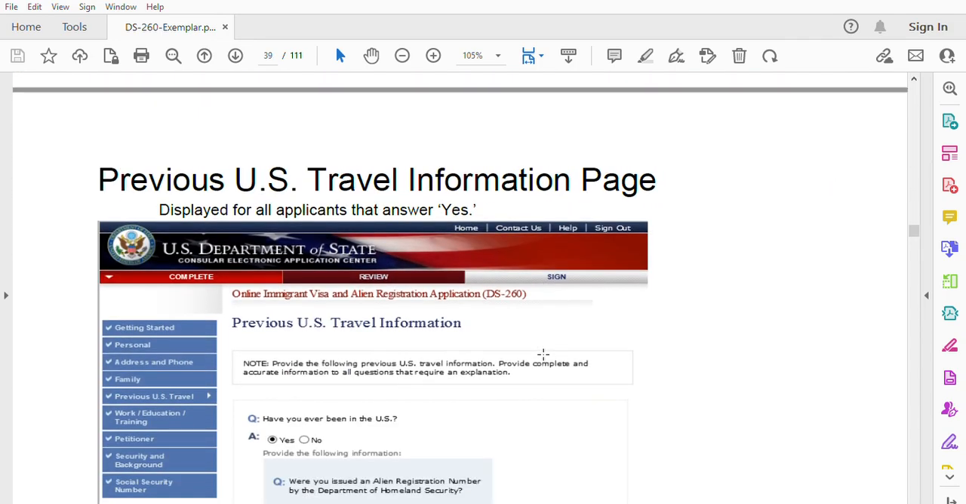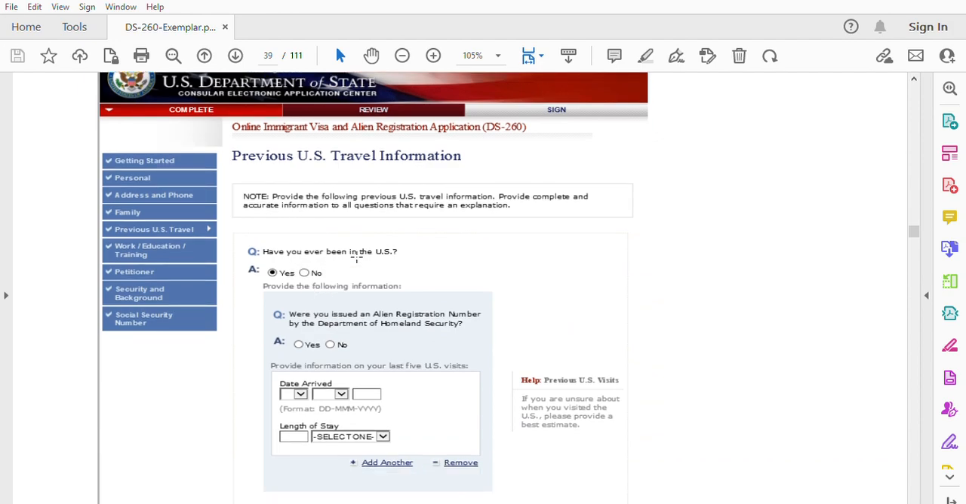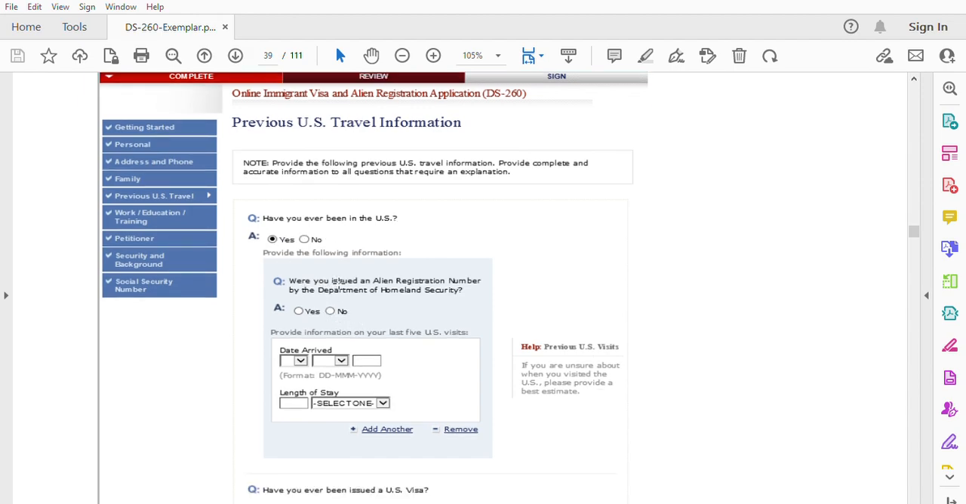We're gonna go to the travel information page. We're still talking here about preview US travel information. Have you ever been in the US? If you say yes, you're gonna answer right here. Were you issued an alien registration number by the Department of Homeland Security? It depends on your answer here. If you answer yes or no, then date arrived and length of stay in the United States.